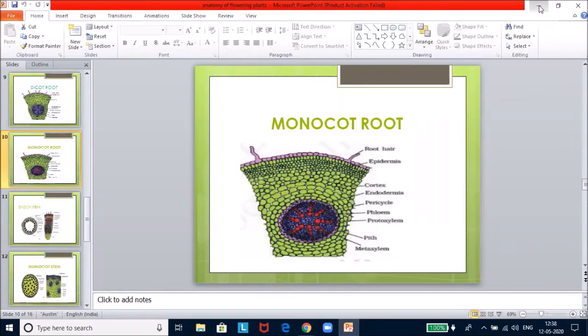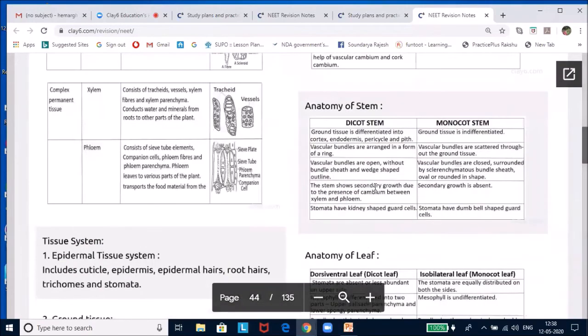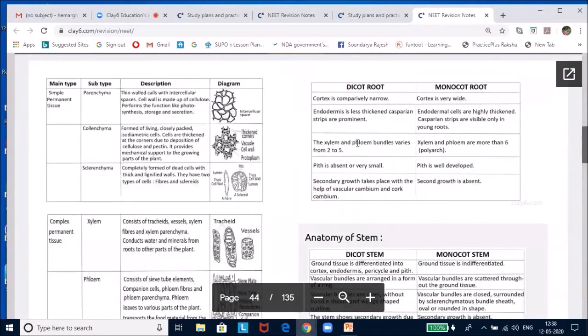Now apart from the figures, you should also understand what is important in this anatomy, that is the differences. These differences have been tabulated for you to understand it better. If you look at a dicot root and a monocot root, cortex is comparatively narrow in dicot root, and very wide in monocot root. Endodermis is less thickened, Casparian strips are prominent; in monocot root, endodermal cells are highly thickened, and Casparian strips are visible only in the young roots. Xylem and phloem bundles vary from 2 to 5 or 2 to 6; in monocot, xylem and phloem bundles are more than 6, that is the polyarch condition.